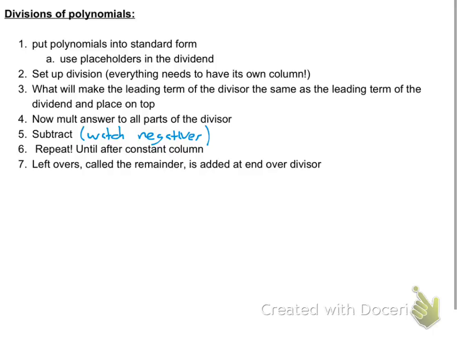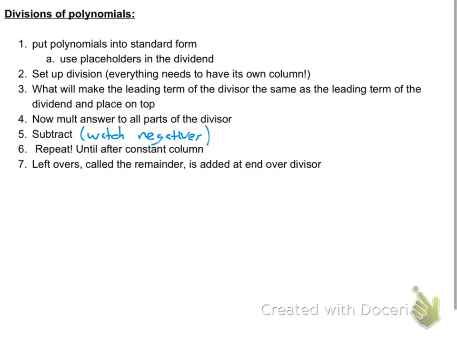So if the highest exponent is the 5th power, and then it goes on to something like 3x squared, you're missing 2 terms. You're missing an x to the 4th and an x to the 3rd. So you need to put 0x to the 4th and 0x cubed on there to make it work. So make sure we have our zeros. The reason why we have these placeholders is that everything needs to have its own column.